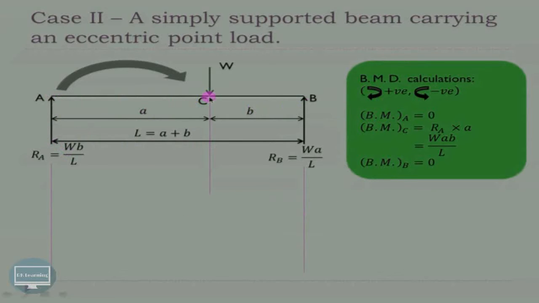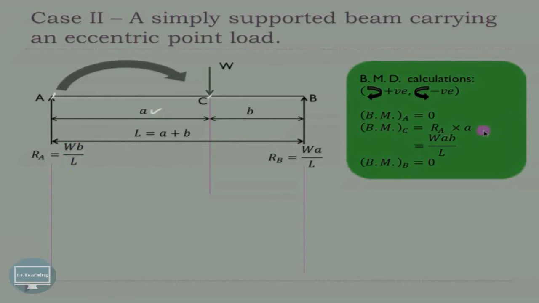Similarly, to calculate the bending moment at C, consider all the forces which are acting on the left hand side of C. So on the left hand side of C, there is only one force that is acting, that is Ra, and it is producing a clockwise moment, and clockwise moments are considered as positive. So Ra multiplied by perpendicular distance. So perpendicular distance from A to point C is small a. So it is Ra into a.